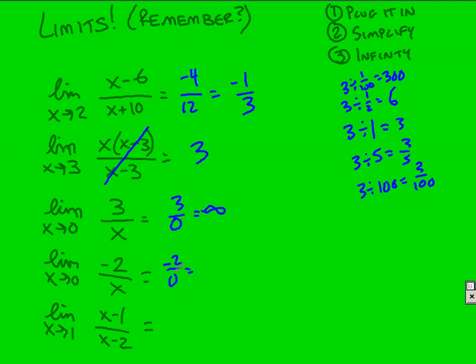In this case, I have negative 2 over 0. That means I'm going to be a negative, but a big number, so negative infinity. And this last one here, if I plug in a 1, I get 0 up top, negative 1 on the bottom. Well, 0 divided by anything is just 0, so my limit is 0. So that's how I can possibly get infinity for these possible answers.